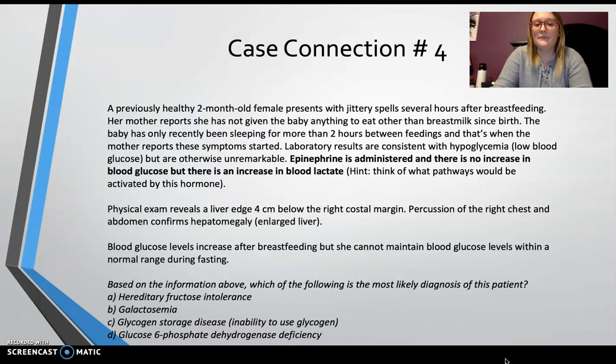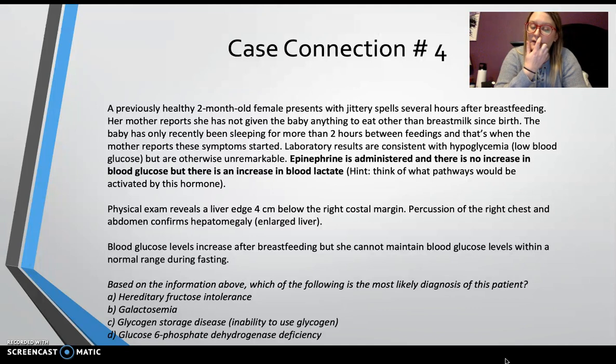Moving on to the second problem, I've chosen case connection number 4. A previously healthy 2-month-old female presents with jittery spells several hours after breastfeeding. Her mother reports that she has not given the baby anything to eat other than breast milk since birth. The baby has only recently been sleeping for more than 2 hours between feedings, and that's when the mother reported these symptoms started. The laboratory results are consistent with hypoglycemia, but are otherwise unremarkable.